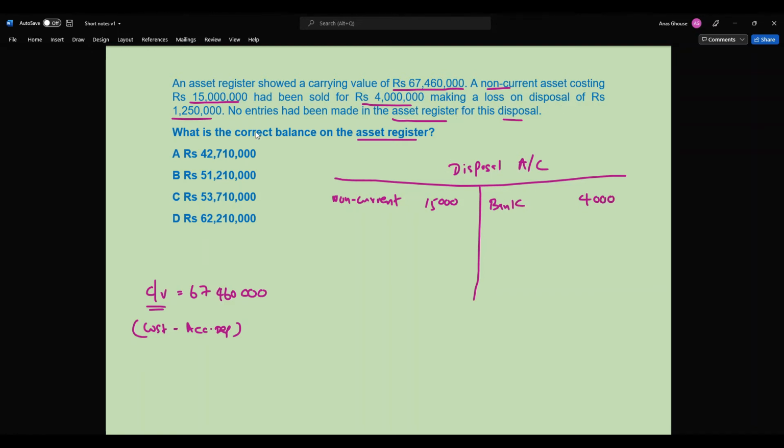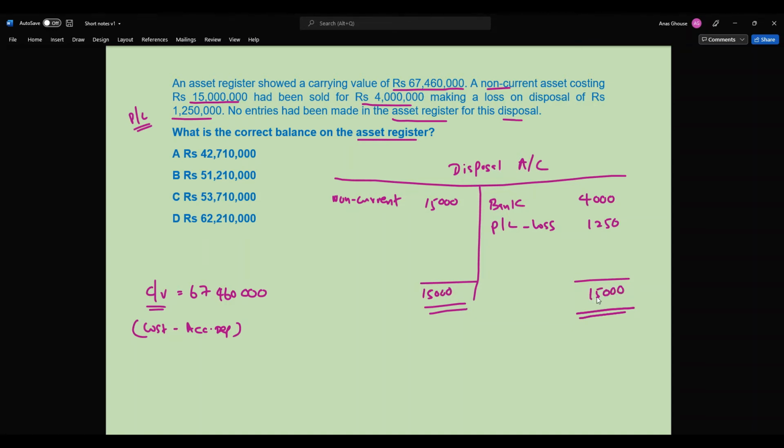Making a loss on disposal of 1,250,000. Now you are not given the accumulated depreciation. You need to identify that. So how do you identify? Just take the loss. If it is a loss, you need to debit the profit and loss account. In order to debit profit and loss account, you should credit your disposal account 1,250,000. This is a loss, so the difference between these two will be the accumulated depreciation.